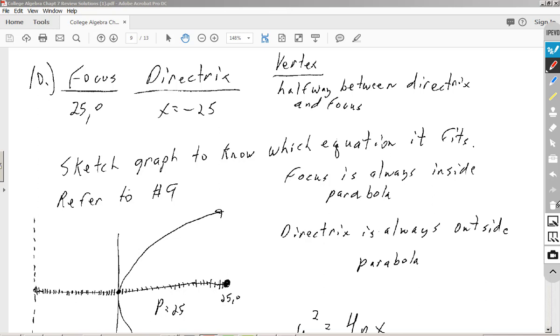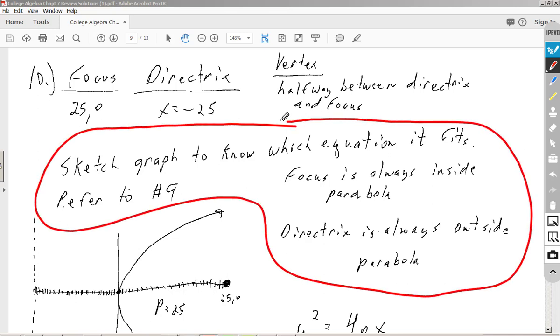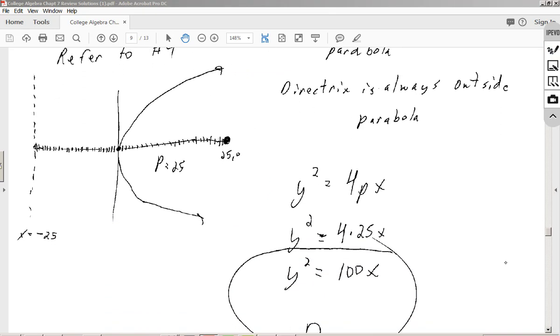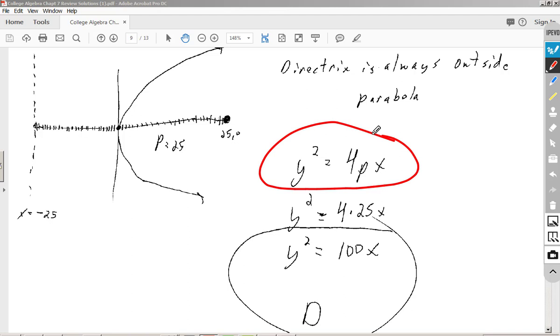So remember, you're going to have to memorize those shapes from number 9 to figure out which equation is being used here. So I wrote down my equation right here. So my equation is y squared equals 4px. Now that I know that, I just have to put in my number p.